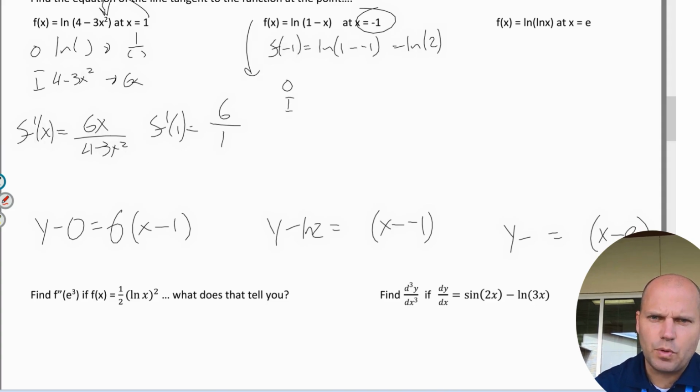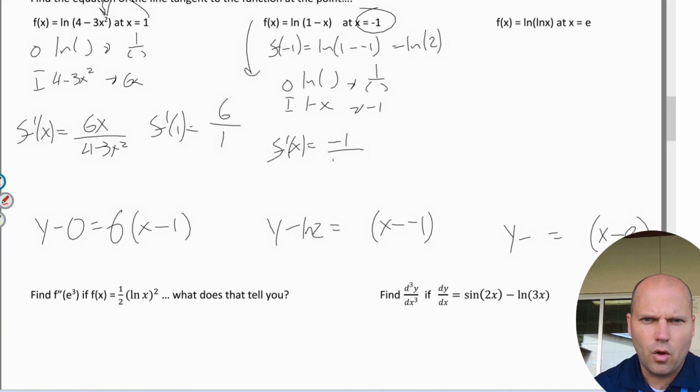When finding the slope equation using the chain rule, we get -1 over 1 minus x. If I plug in -1, I get -1 over 1 minus -1, which is 2. So I get -1/2. My function is decreasing by that many y's per x.